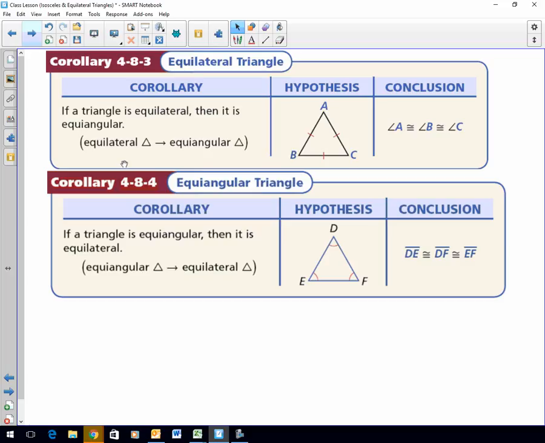Equilateral triangle. If a triangle is equilateral, then it is equiangular. That's not hard, is it? Guess what the other corollary says? If the triangle is equiangular, it's equilateral. Guys, if you see three equal angles, automatically you can say there's three equal sides. If you see three equal sides, automatically you can say there's three equal angles.